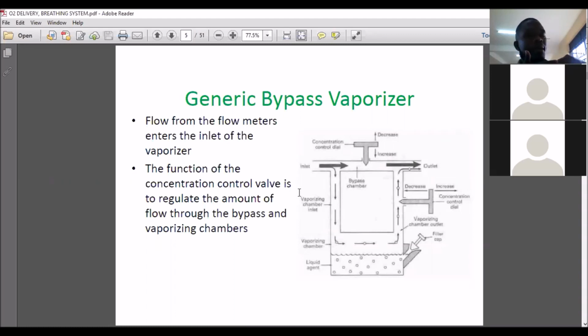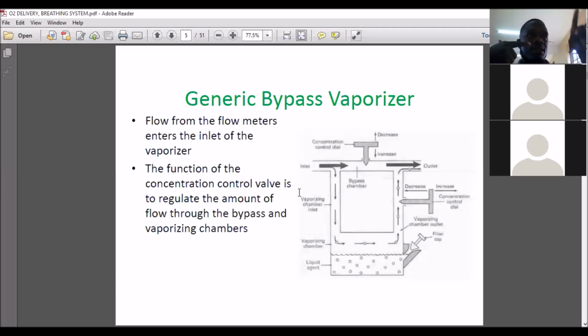Because if it blocks part of the vaporized anesthetic agent and it cannot come back to the main flow, you're getting me? That means we shall have in the final mixture a lesser concentration of the anesthetic agent.